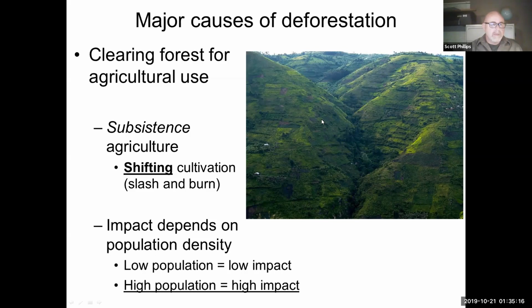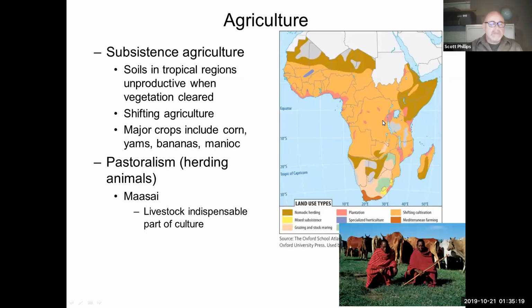So to recap, what we have in Africa is primarily subsistence agriculture. It's the dominant type that's mostly practiced. Again, because this is a tropical region, we have soils that are not that productive when we clear the vegetation. Because of that, shifting agriculture is practiced, like in this wide area, which is generally in the tropics. Some of the major crops include corn, yams, bananas, and manioc.